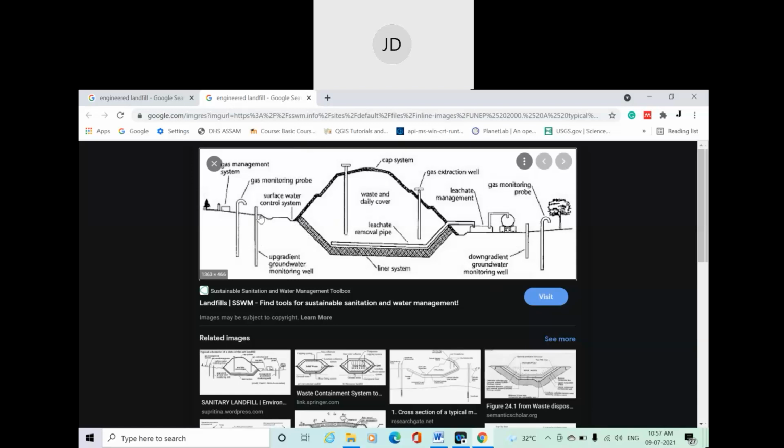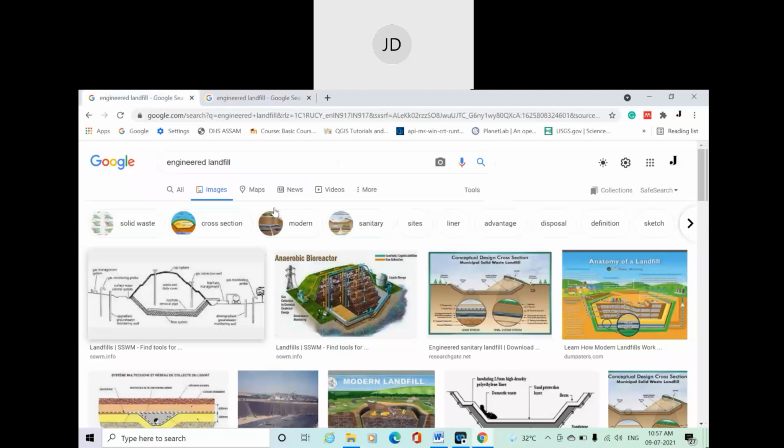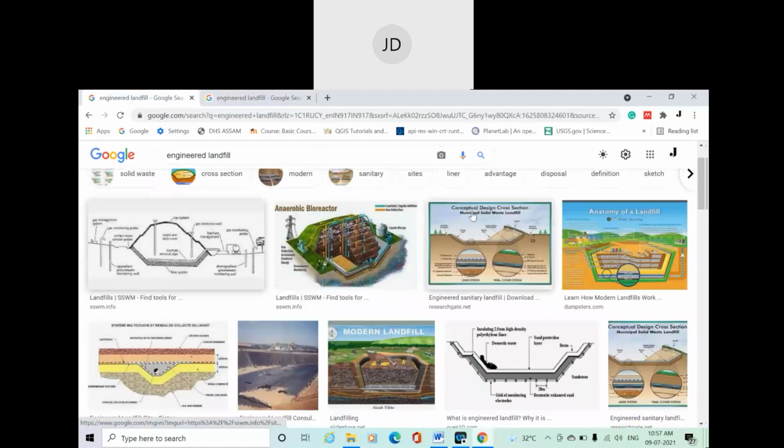From this, we can find out whether there is a leakage in the landfill or not. Here you can see the gas management system. The gas is transported to this gas station, where it can be used for energy generation. So this is a line diagram. Let's see whether there is any other diagram.